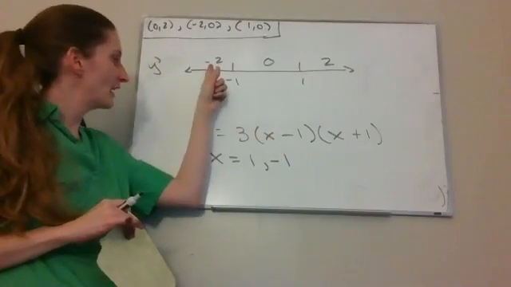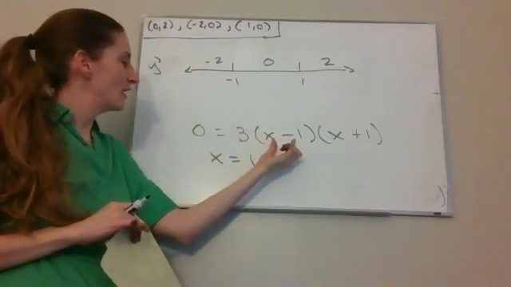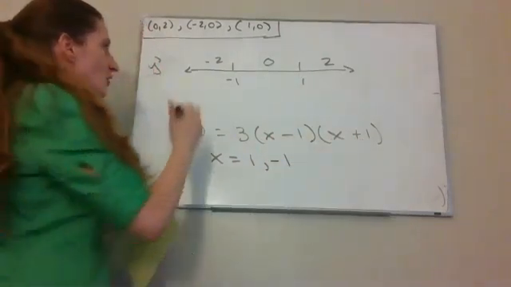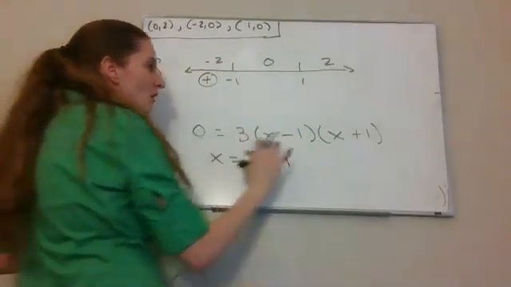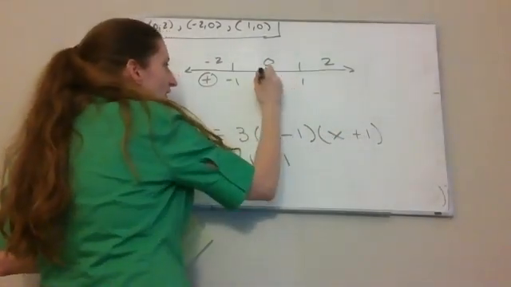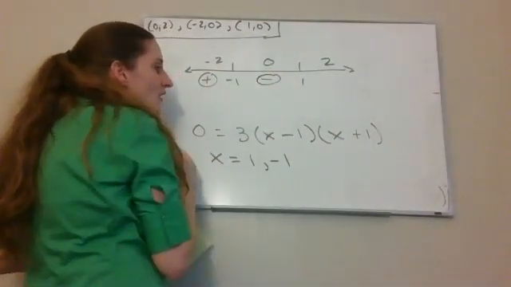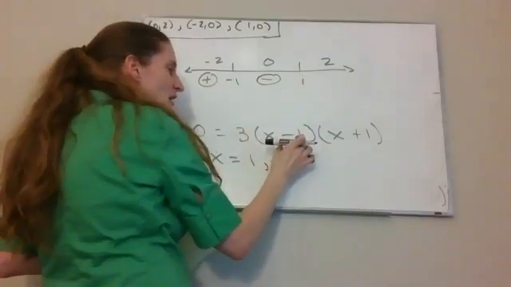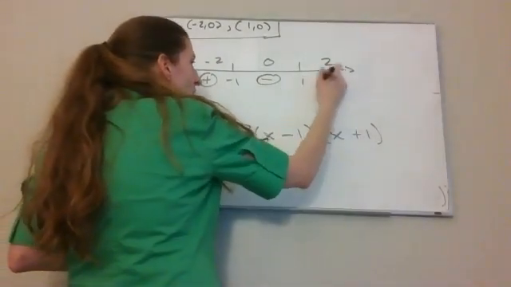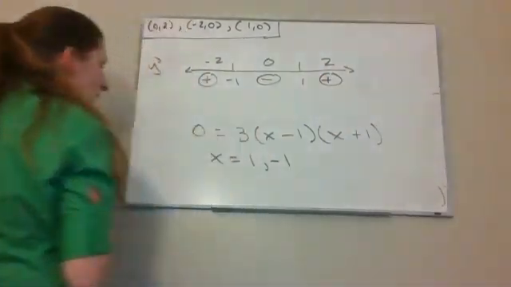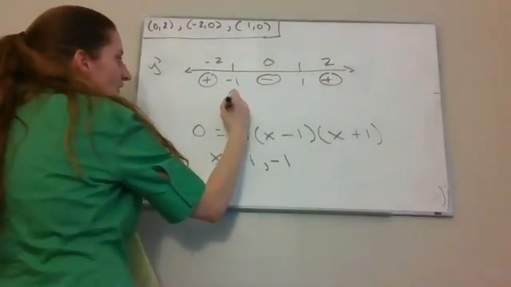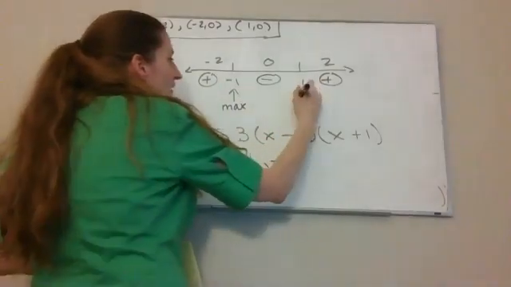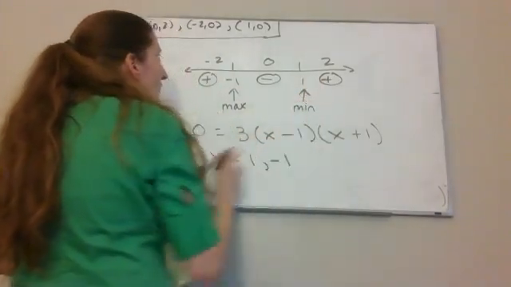When I plug in -2, I would get negative times negative, which is positive. When I plug in 0, I get negative times positive, which is negative. And when I plug in 2, positive times positive is positive. So my first derivative test tells me this guy is a maximum and this guy is a minimum.